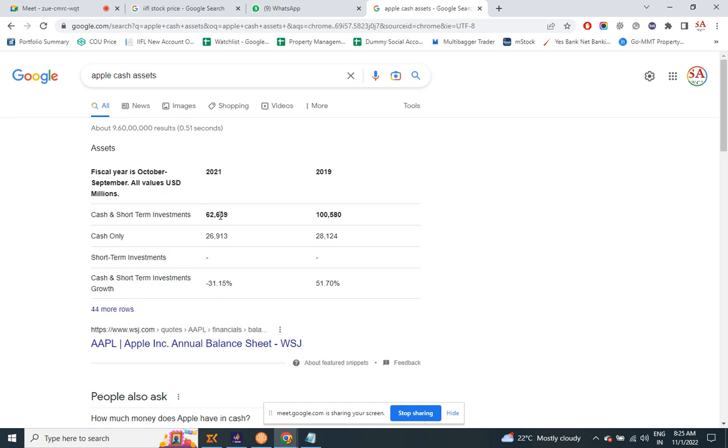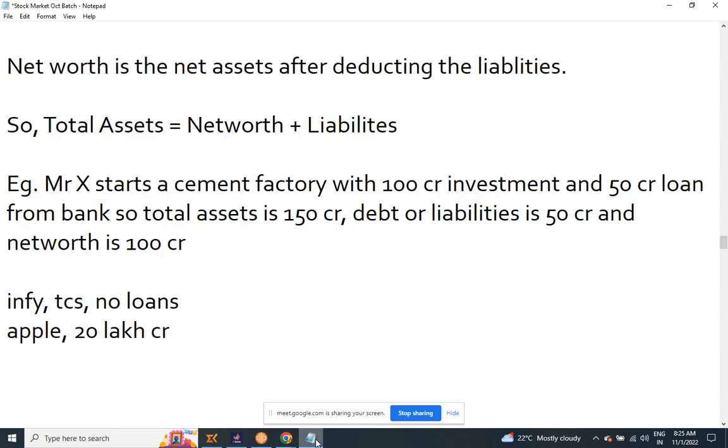$62,639 million, which means 6,263 crore dollars, into 85 lakh crore. 5 lakh crore is only the bank balance cash. Forget taking a loan, he is in a capacity to give loans to others. So like that, you have to go into the DNA of the company and find out everything.